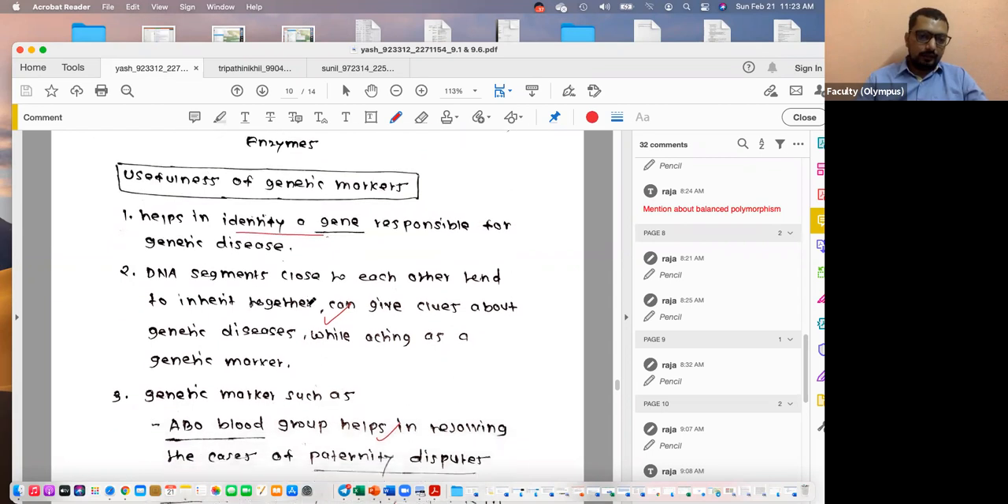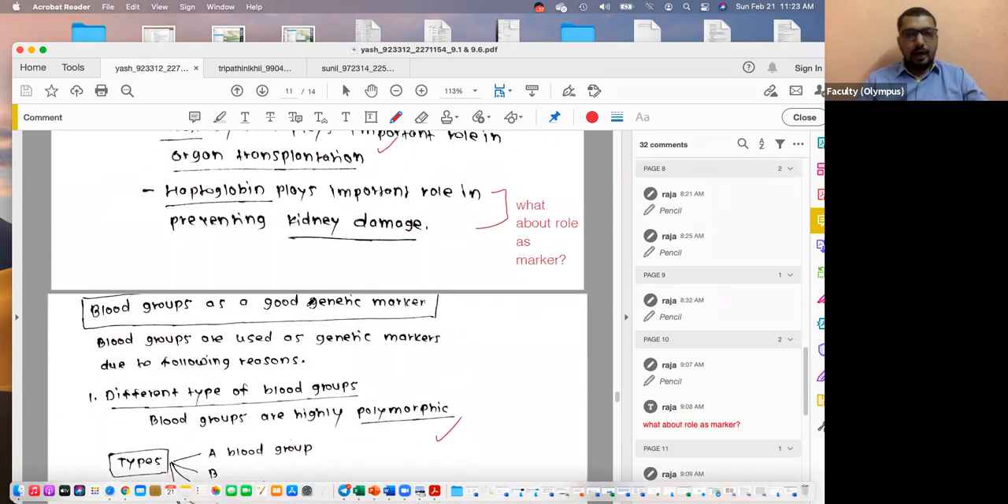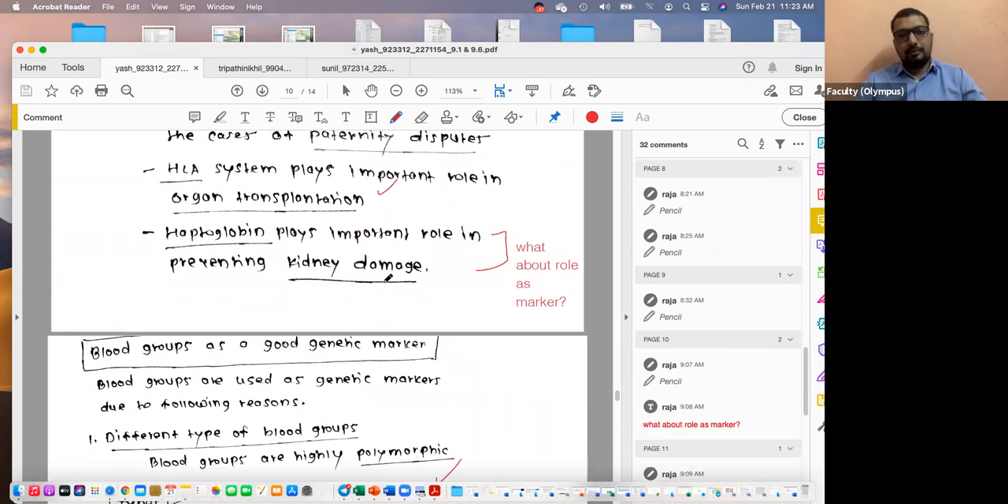Okay, right. DNA segment you mentioned, genetic markers, ABO blood groups, HLA system, haptoglobin. Haptoglobin, you mentioned that important role in preventing kidney damage. That is the work of haptoglobin. But you have to describe in the context of genetic marker what is its use. Haptoglobin may be useful in preventing kidney damage, but how is it useful as a marker? There is enough polymorphism related to haptoglobin that you can study. Okay, its work is preventing this kidney damage.